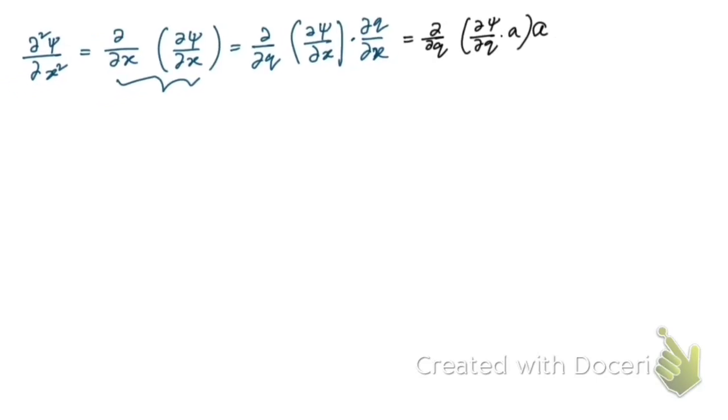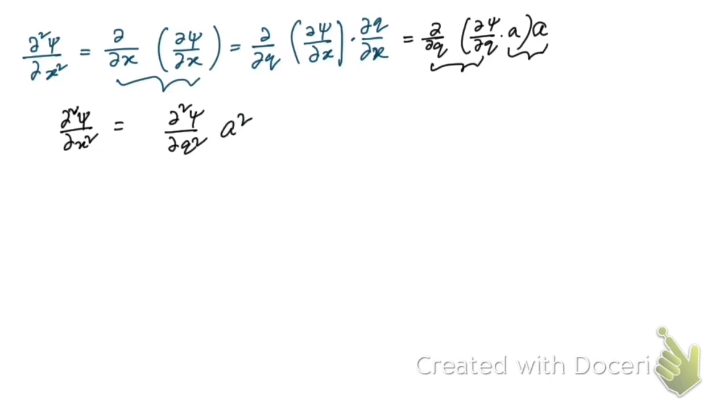Here you can see, the second order derivative of psi with respect to x becomes equal to the second order derivative of psi with respect to q, this part, and a into a, that's going to be a square. That's what we're going to have.